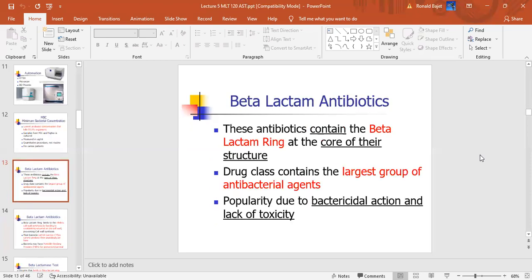Okay, so beta-lactam antibiotics. When I was a med tech student, I kind of had, well, I'll admit to it, I had problems distinguishing beta-lactam and beta-lactamase.